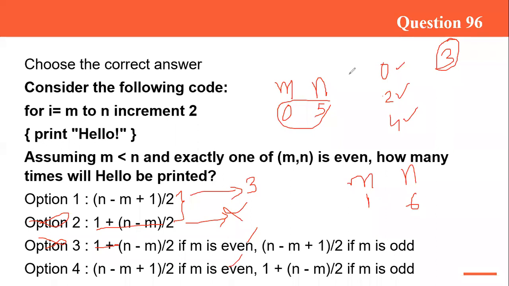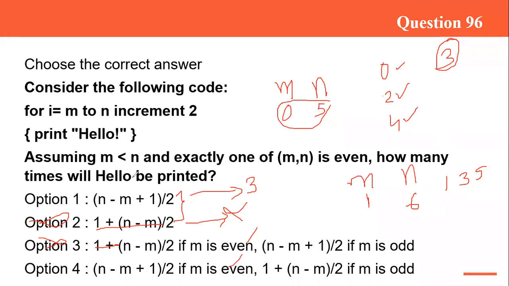Can you tell me that? 3 outputs only. For 1 it will print. For 3 it will print. For 5 it will print. That's all right. 1, 3, 5 it will print. Perfect. 3 times. Okay. Now same.